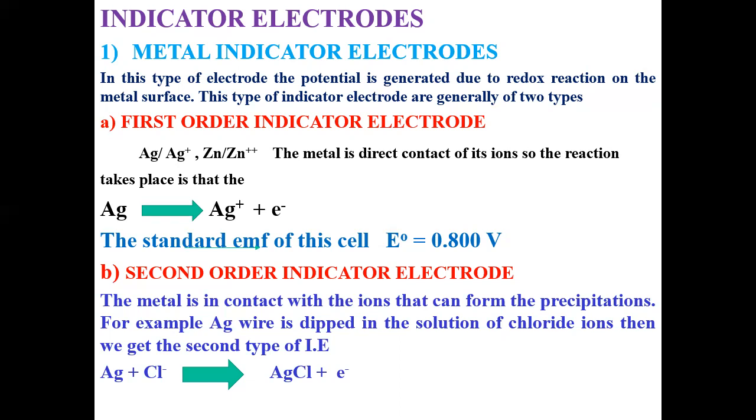Second type is the second order indicator electrode. The metal is in contact with its ions that can form precipitates. For example, a silver wire is dipped in the solution of chloride ions. Then we get the second type of indicator electrode: silver plus chloride ion Cl negative will give us AgCl by removing one electron.